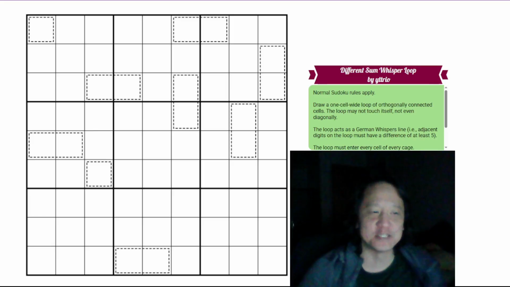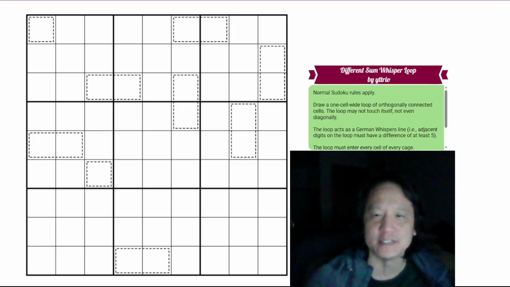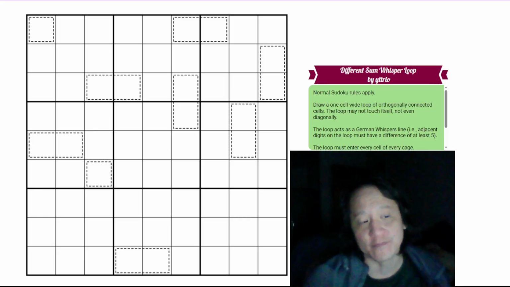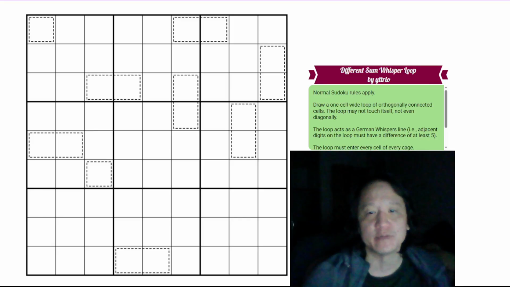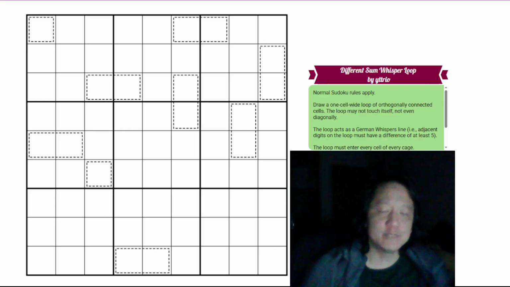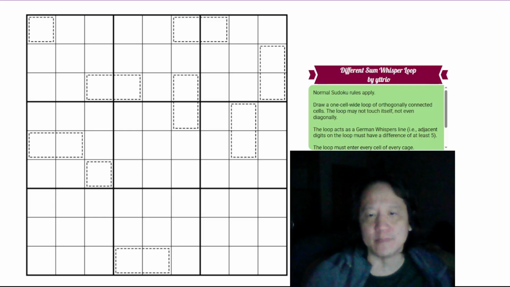And take that easiness with a grain of salt because it's considered easy by the people on the Logic Masters Germany forum, and there's a lot of really smart people there. Today's puzzle is called Different Sum Whisper Loop by Yitrio, and here are the rules.